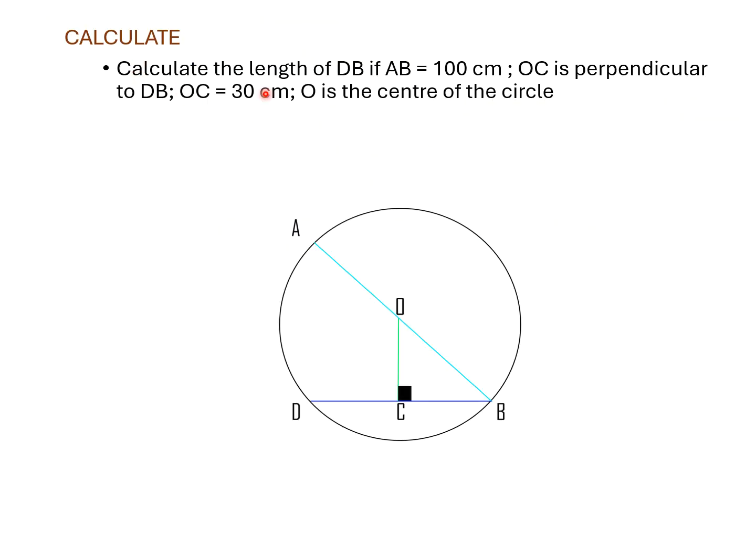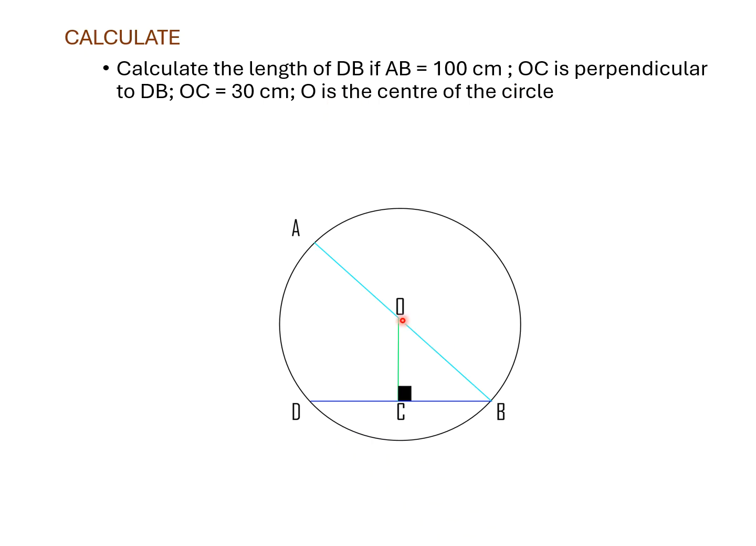So calculate the length of DB. So there they've given me a circle. They want the length from D to B if AB, so from A to B, is 100 centimeters. OC is perpendicular to DB, so where OC meets DB, there's a 90-degree angle. Then they say OC is 30 centimeters, from O to C is 30. And O is the center of the circle.